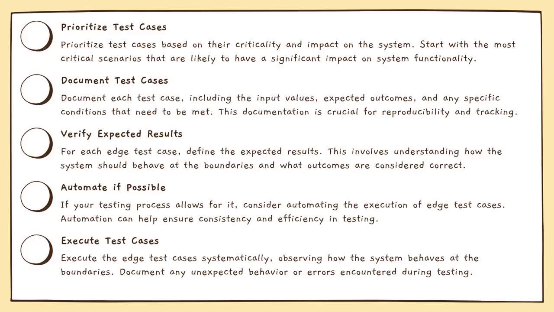Verify expected results. For each edge test case, define the expected results. This involves understanding how the system should behave at the boundaries and what outcomes are considered correct. Automate, if possible. If your testing process allows for it, consider automating the execution of edge test cases. Automation can help ensure consistency and efficiency in testing.